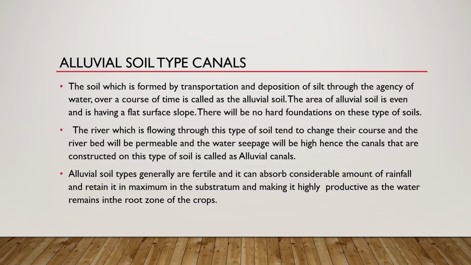Okay, the vadose zone is the zone where the water is being stored under the aquifer, making it highly productive as the water remains in the root zone of the crops. This means that the crops growing nearby actually get the water from this substratum, where the water is seeped into the soil. They directly get the water from their substratum, so they have a highly productive value.